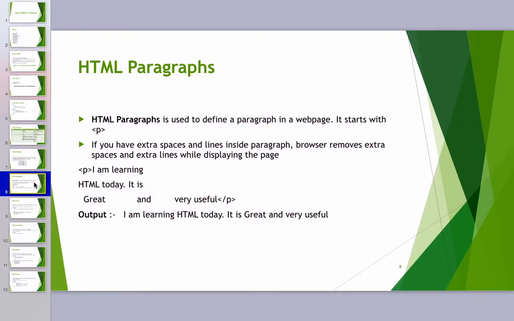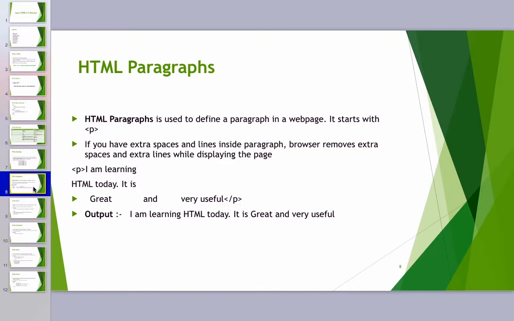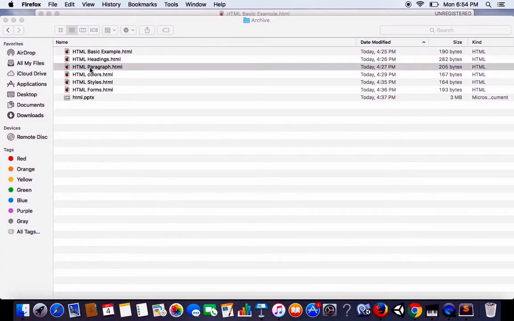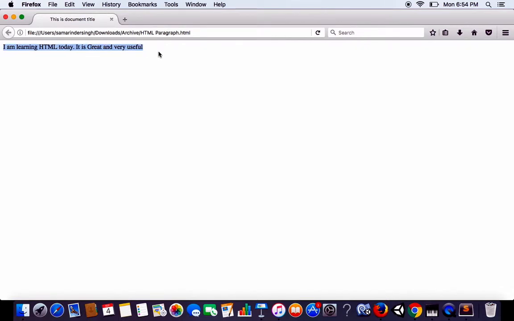Let's go to the paragraph. The HTML paragraph is used to define a paragraph in the web page. If you have extra spaces or extra lines in a paragraph, the browser will remove all those extra lines while displaying it on the web page. Just see the paragraph. You can see it's there in just one line.